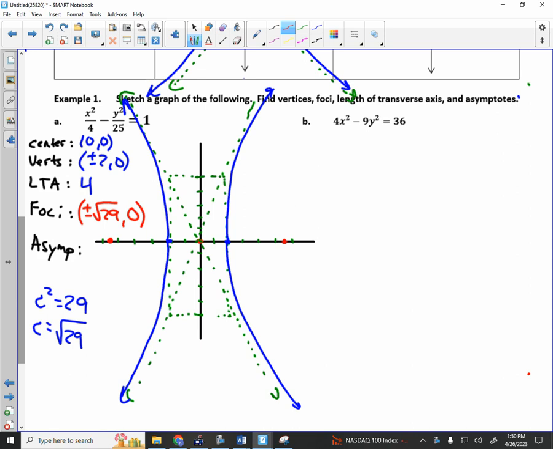Okay, for the asymptotes, I need 2 things. What 2 things do I need for the asymptotes? I need slope and a point on the line. And Aaron always said the point on the line is the center. So I'm going to say the point is 0, 0. And the slope is plus or minus the rise over the run. Look at my box. What does my box say for rise over run? 5 over 2.